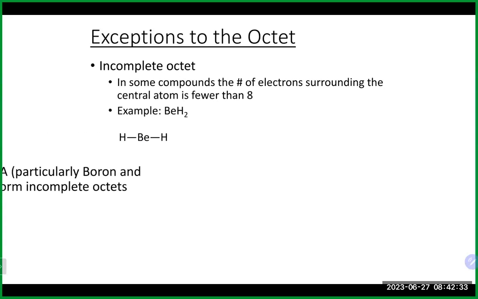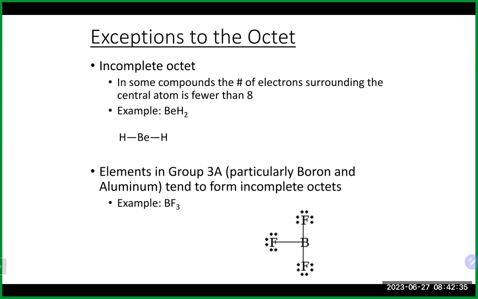So 8 is really sort of beat into everybody's head. But there are several exceptions to the octet rule, and in this class, we do come across some of these exceptions a lot. The first type of exception to the octet rule is what is known as an incomplete octet. An incomplete octet basically means it has less than 8 electrons around it. Beryllium hydride there has, as you can see, only 4 electrons, and it's okay with that.